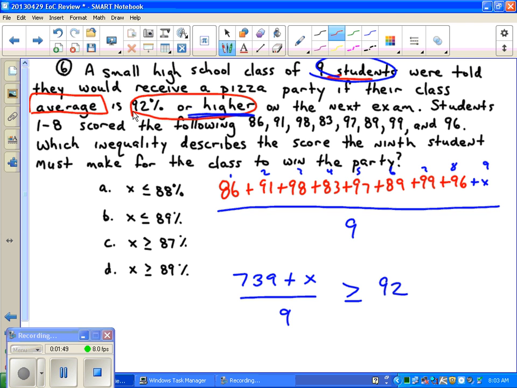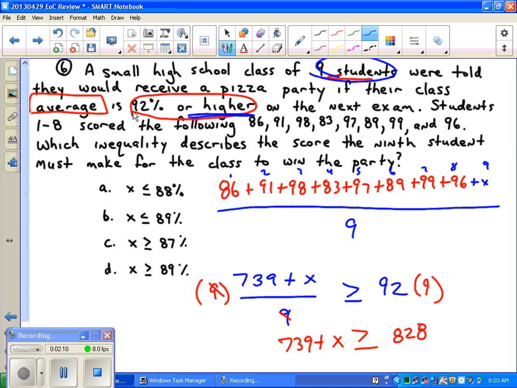Get rid of divide by 9. So multiply by 9 and it'll cancel this out. If you multiply that by 9, make sure you do the same to the other side. 92 times 9 is the number 828. So now we have 739 plus x is greater than or equal to 828.